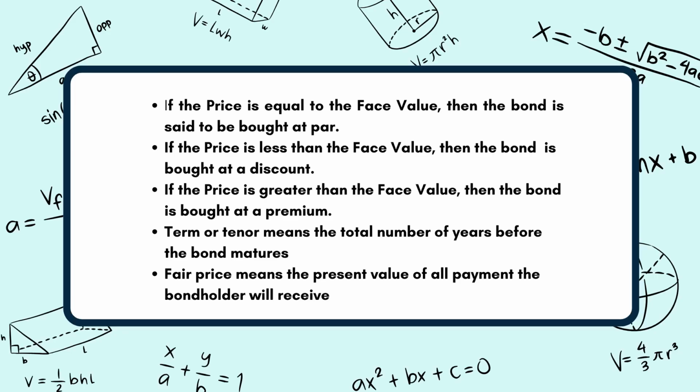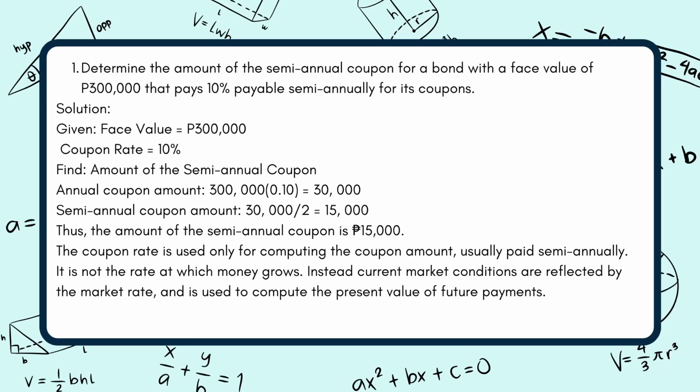I prepared 5 problem-solving exercises for bonds. Make sure to listen carefully because bond problems can be very confusing, but it's fun to learn about something connected to money, right? Number 1. Determine the amount of the semi-annual coupon for a bond with a face value of 300,000 that pays 10% payable semi-annually for its coupons. For the given, face value is equal to 300,000 and the coupon rate is equal to 10%.